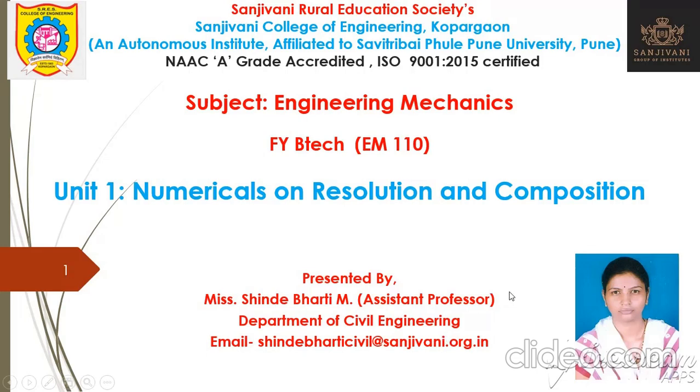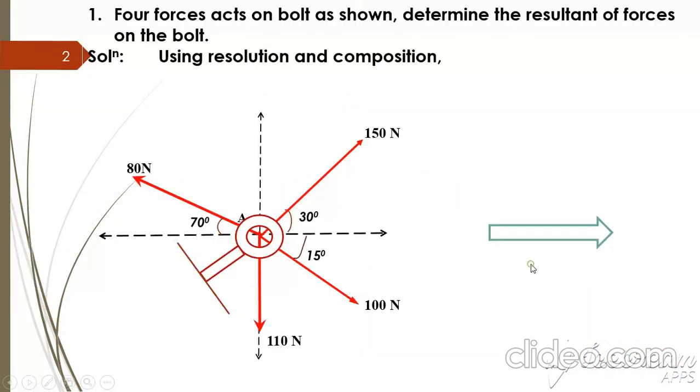So in today's lecture we are solving some problems based on the resolution and composition method. The resolution and composition method is the method in which the inclined forces are resolved into horizontal and vertical components, and then by taking the algebraic sum of all the horizontal components and all the vertical components, we finally determine the value of the resultant force R. So let's solve some numericals based on this.